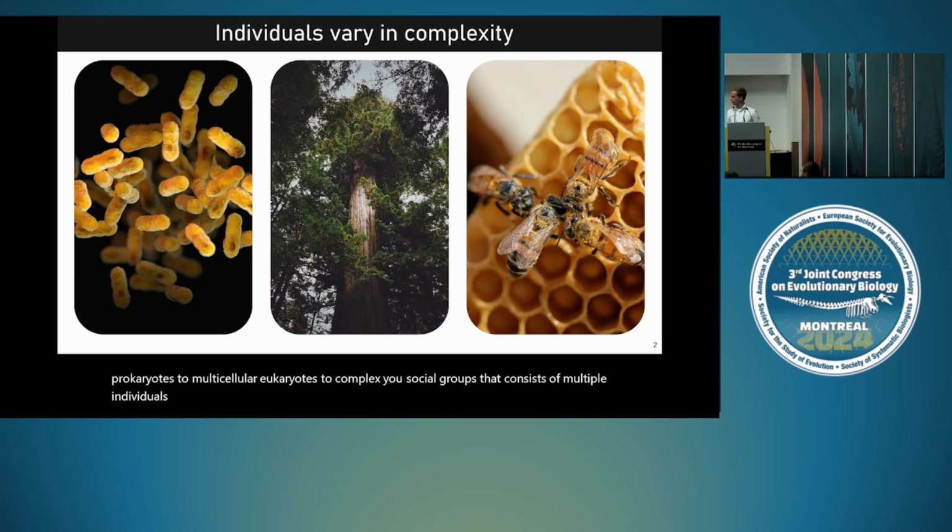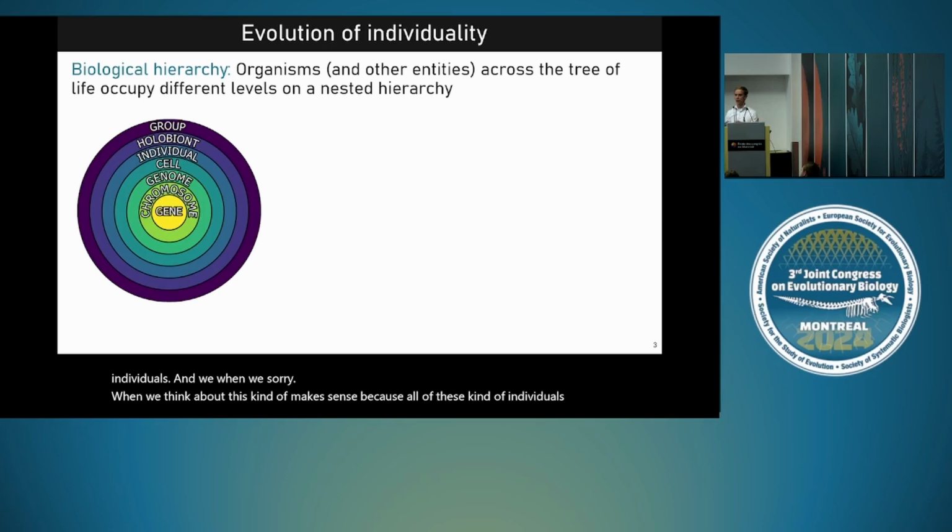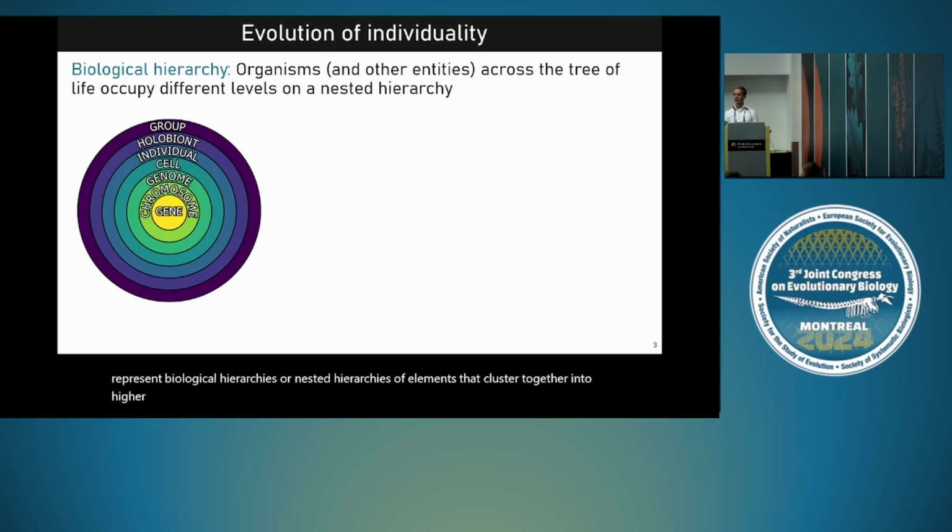And when we think about this, it kind of makes sense because all of these individuals represent biological hierarchies. So they're nested hierarchies of elements that cluster together into higher order collectives. For example, genes cluster into chromosomes, which cluster into genomes, etc., all the way up to biological groups of individuals.